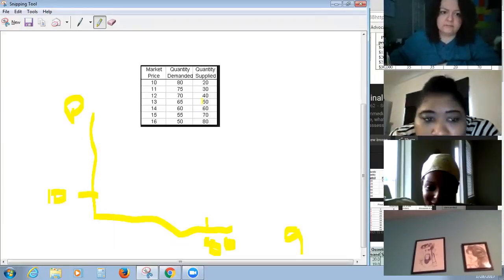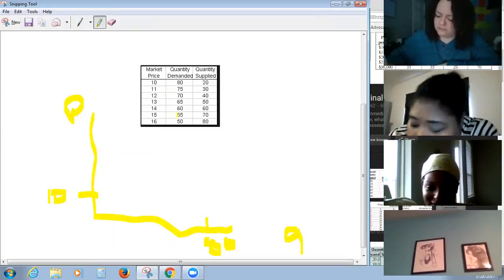So at a price of 10, you're going to go over and hit 80. At 11, you're going to go 75. At 12, 70. 13, 65. 14, 60. 15, 55. I should have picked better numbers, but just generally make an idea here, okay? So at 10, I'm going to go way, way out to 80.